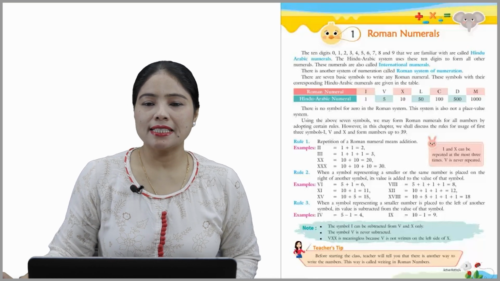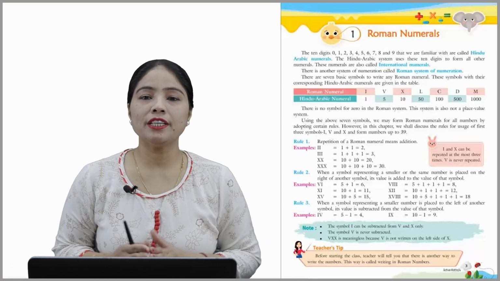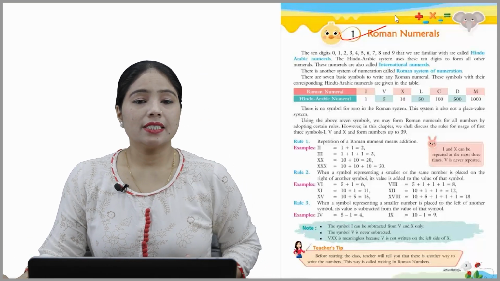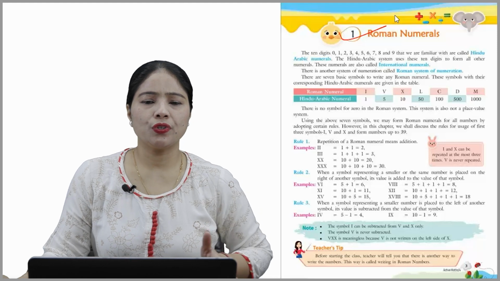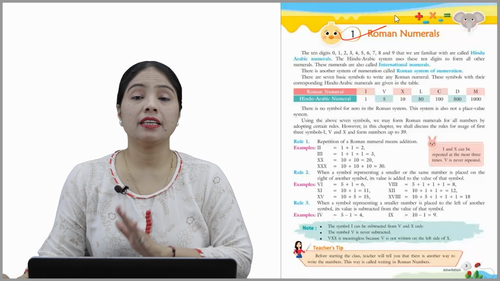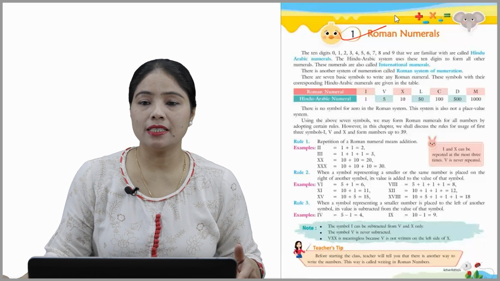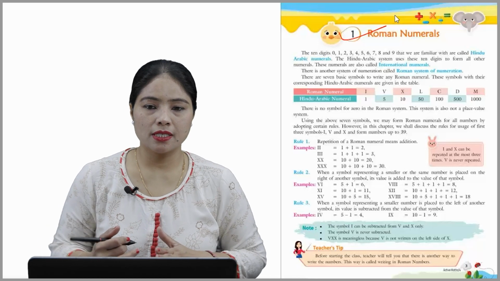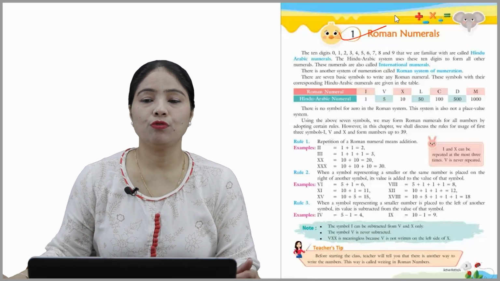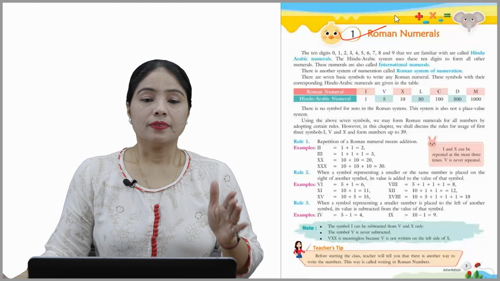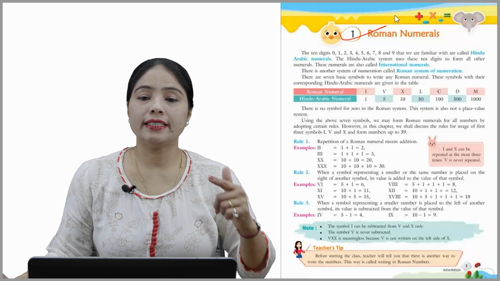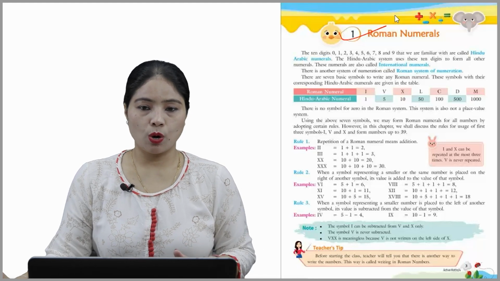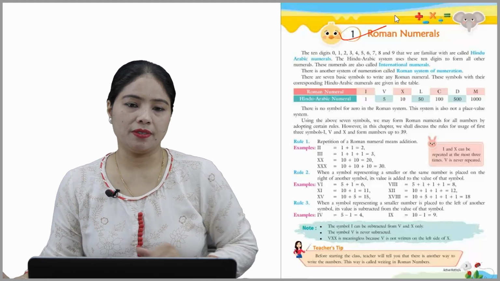So children, today in this class we are going to learn about Roman numerals. So let's start with that. The 10 digits 0, 1, 2, 3, 4, 5, 6, 7, 8 and 9 that we are familiar with are called Hindu-Arabic numerals. The Hindu-Arabic system uses these 10 digits to form all other numerals. These numerals are also called international numerals, beta. There is another system of numeration called the Roman system of numeration.